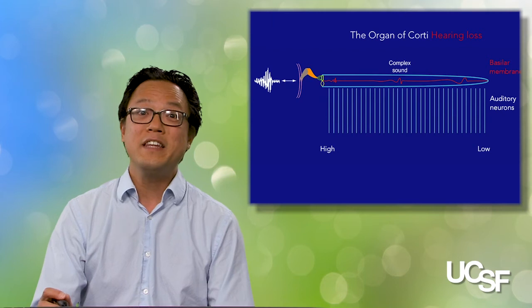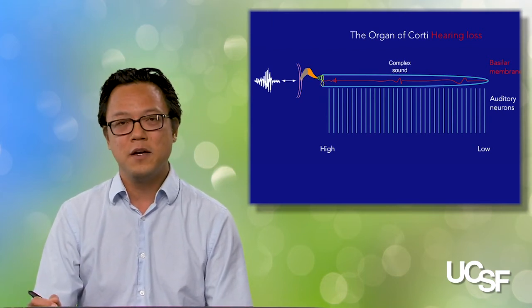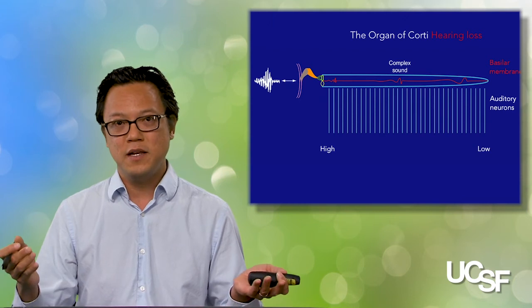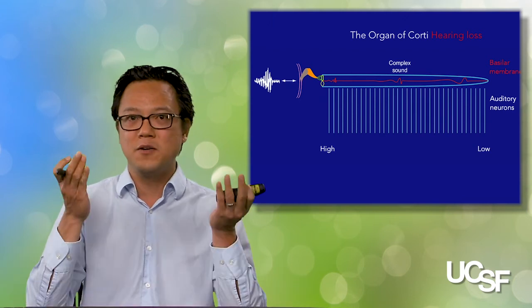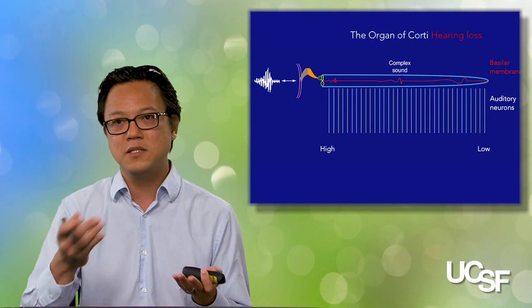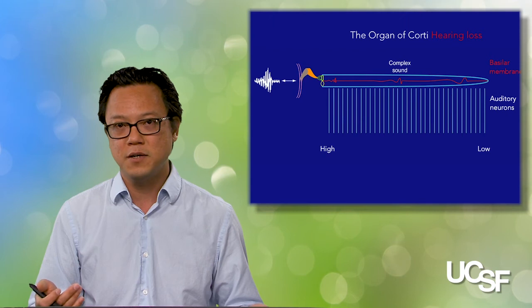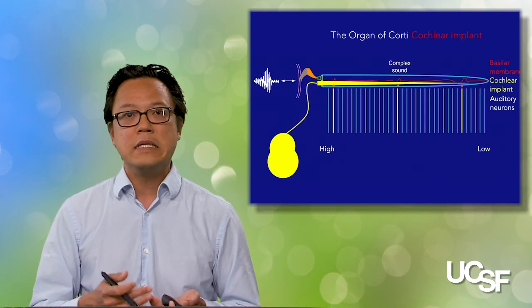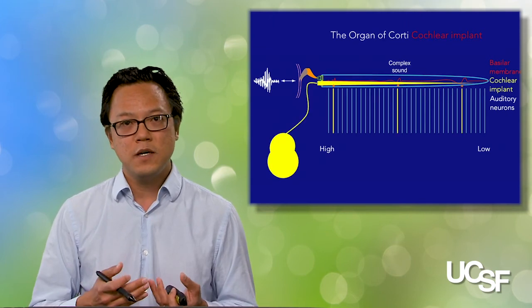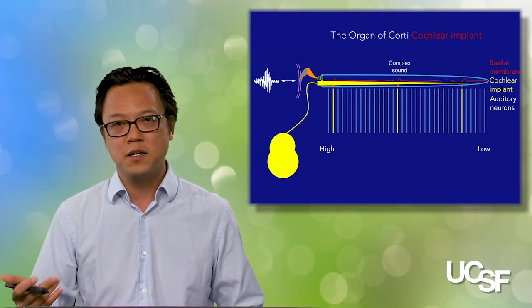So in even more severe or profound hearing loss, there are so few hair cells that even if you amplify the sound really, really loud with hearing aids, you would not be able to stimulate the auditory neurons enough for your brain to perceive the sound. In these situations, a cochlear implant can be used to directly stimulate the auditory nerve.